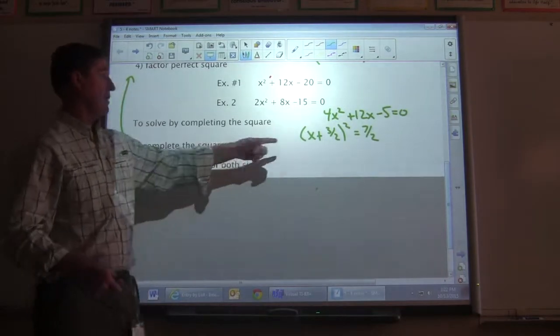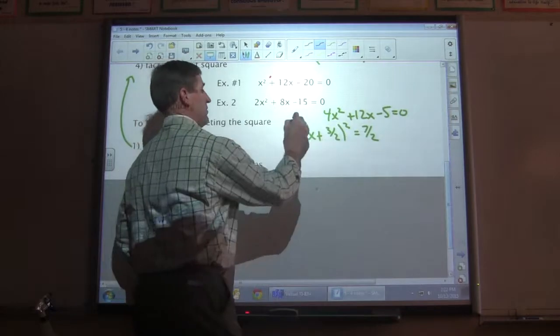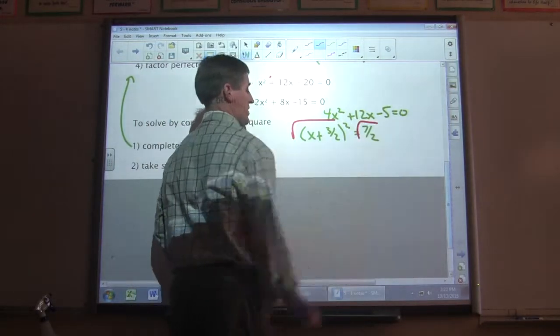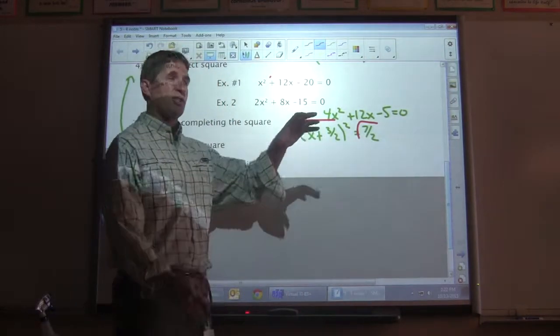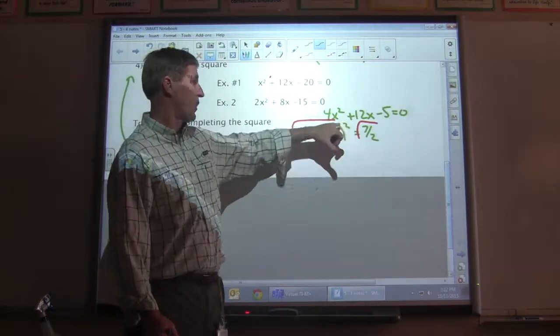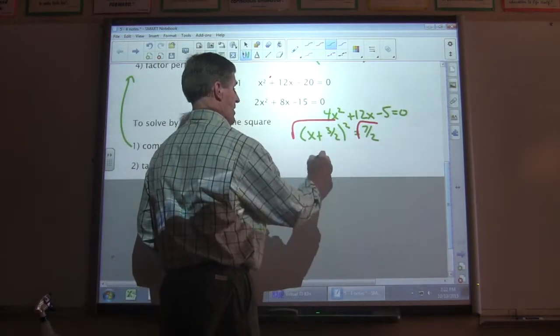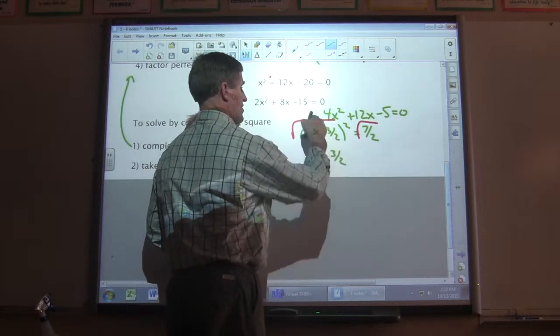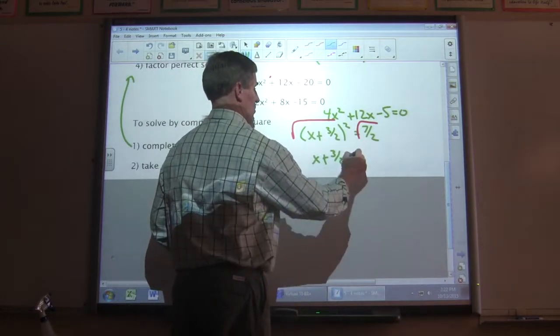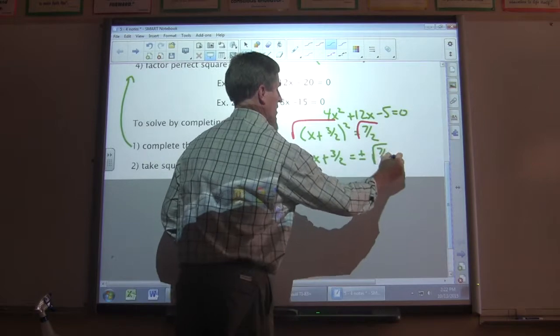That says if we have something squared, we can take the square root of both sides. So all I'm going to do is take the square root of both sides. And what this does, just like when you get rid of the 4, you divide, you do the opposite operation. Squared and square roots cancel. And so this becomes x plus 3 halves, because the square root and square cancel, equals plus or minus the square root of 7 halves.